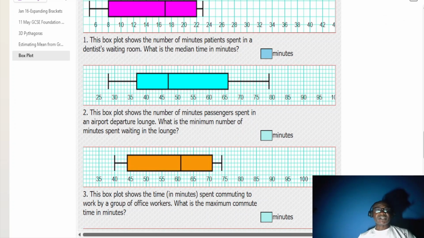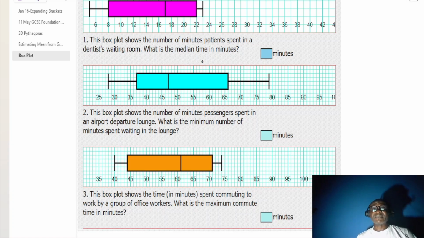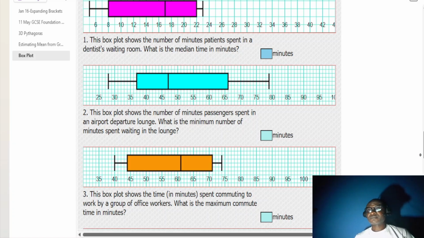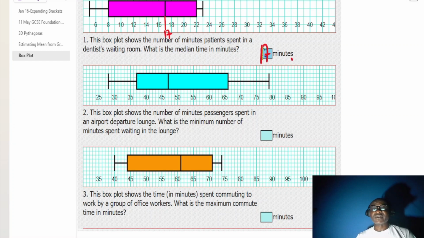Question number one said that we should find the median from the box plot drawn. So what answer did you get as your median? 17 minutes. Okay, 17 minutes is correct. So the median is here, which is exactly 17. So your answer is correct. We give it 2 marks. Let's go to number 2.